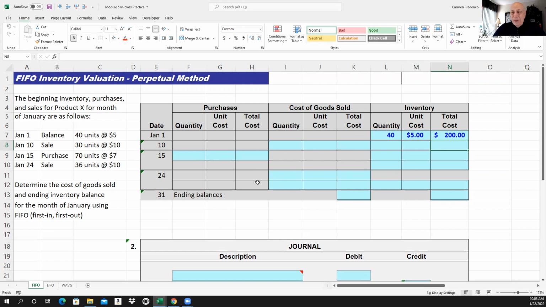So when they made a sale, they sold 30 units. They have to look at what they have in inventory. Fortunately, they only have one layer of inventory. What does that mean? They have only one unit cost. All items are at the same unit cost.